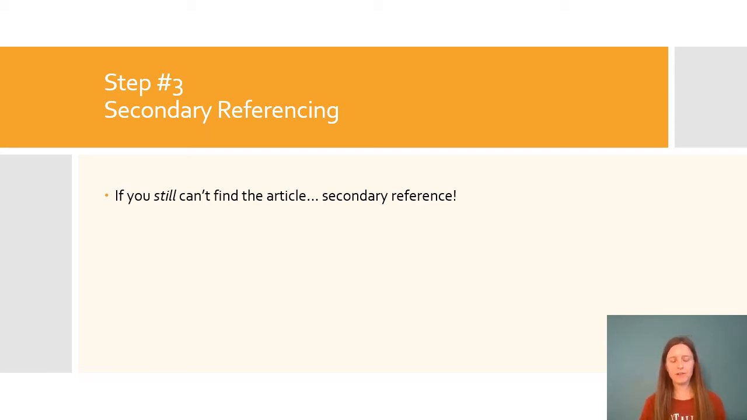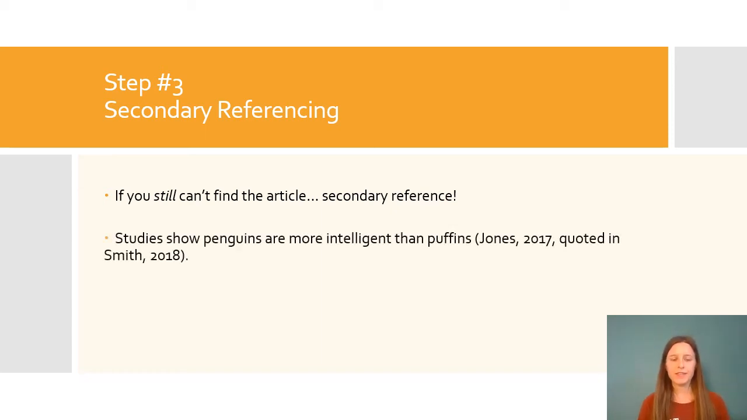So what does a secondary reference look like? Let's take a look. I've got a few examples here. So in this case, we have studies show penguins are more intelligent than puffins. Then Jones, 2017, quoted in Smith, 2018. So you have the reference for the Jones article, the one you're citing, Jones 2017, sorry. But then you make it clear that you actually only read the quote in Smith's article. So you say quoted in Smith 2018.